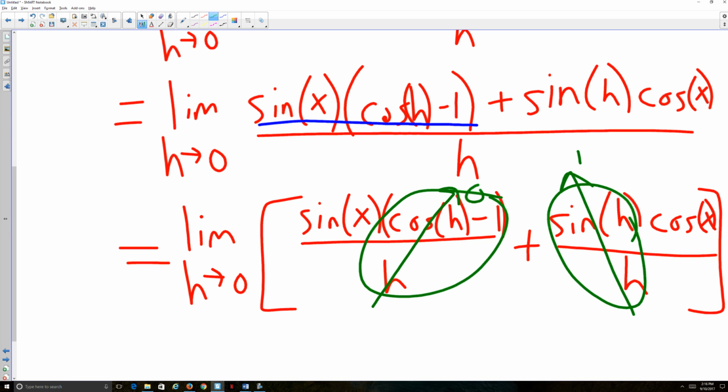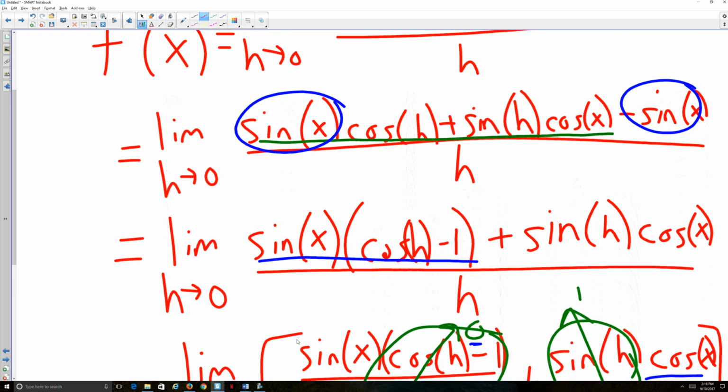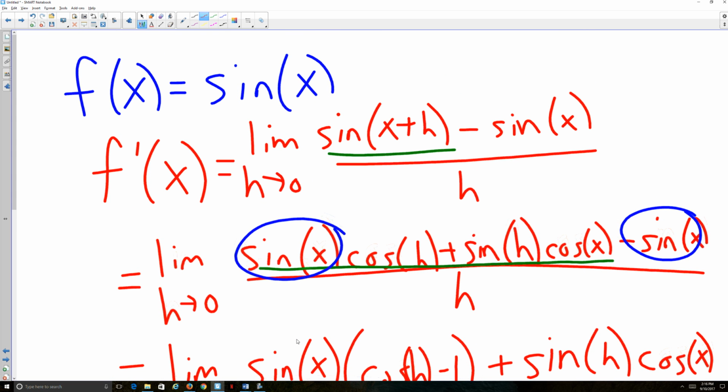So we have 0 times sine of x plus 1 times cosine of x. So this is just equal to cosine of x. All right? So following all of that through, what we have is that if the function is the sine of x, f prime of x equals the cosine of x.